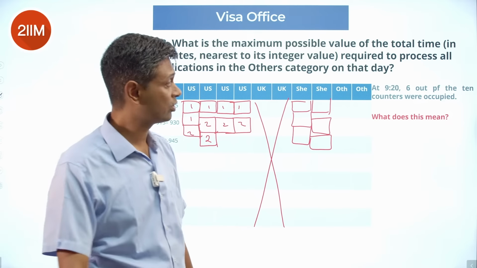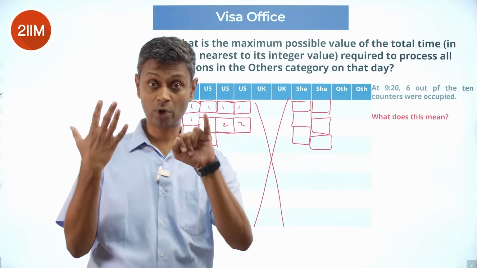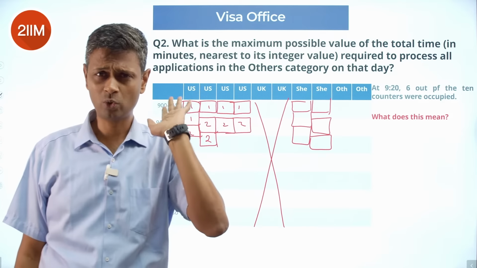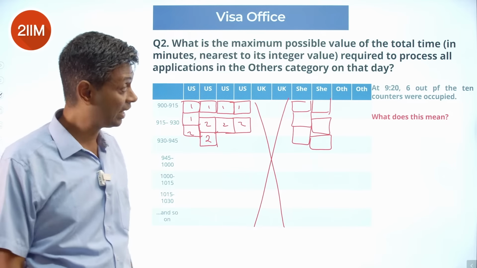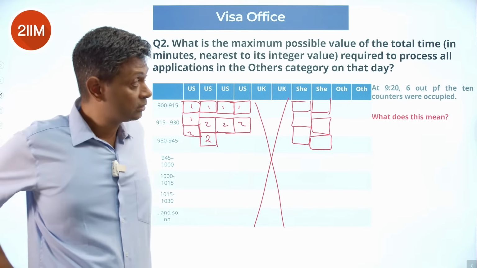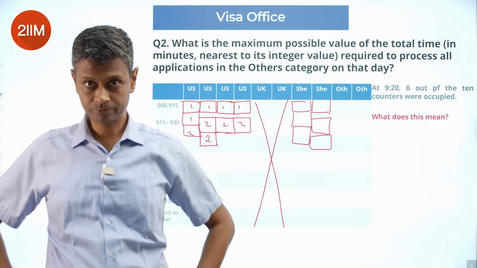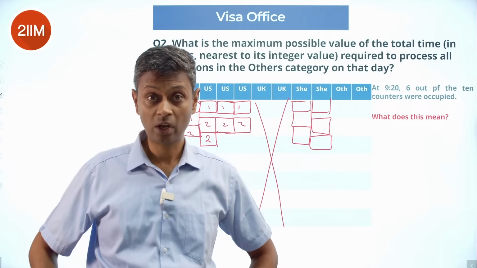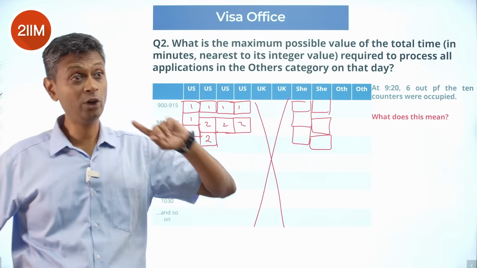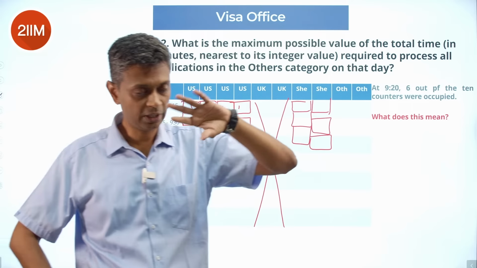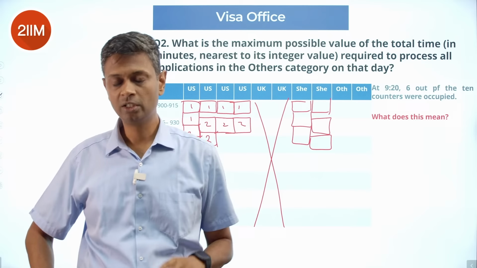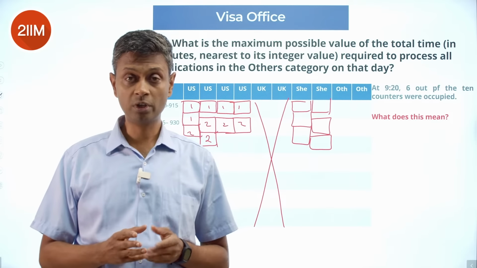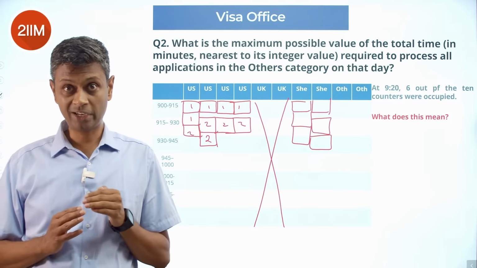Nice. Now let's come to others. So 6 counters were occupied or ready to fire, which is US and Schengen. UK is out of the picture, nobody's working. In the other category, at 9:20, they were twiddling their thumbs, which means the 9:15 applications are already done, which means the 9 o'clock application didn't spill over. If the 9 o'clock application had spilled over beyond 9:15, there's no way in hell they'd be unoccupied. The 9 o'clock meeting itself goes till 9:16. The moment it gets over, the 9:15 guys will come. So the time taken is definitely less than 15.